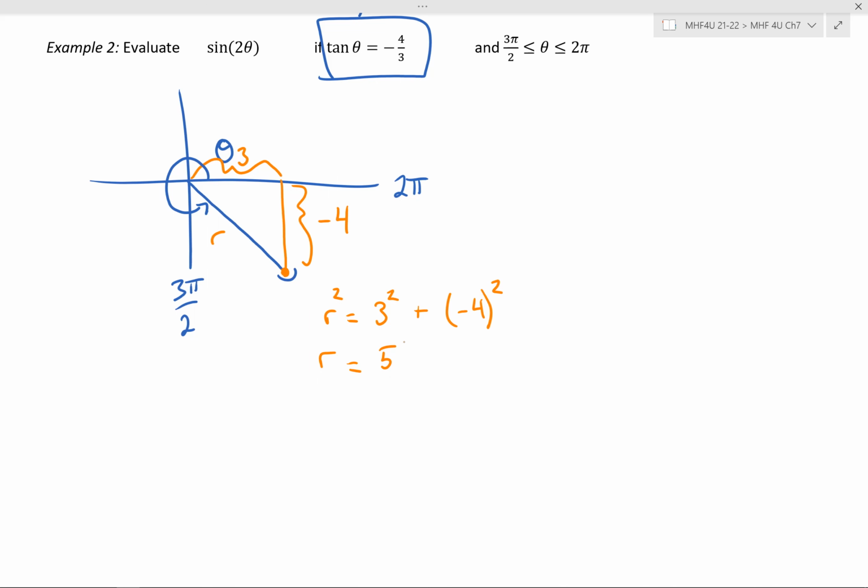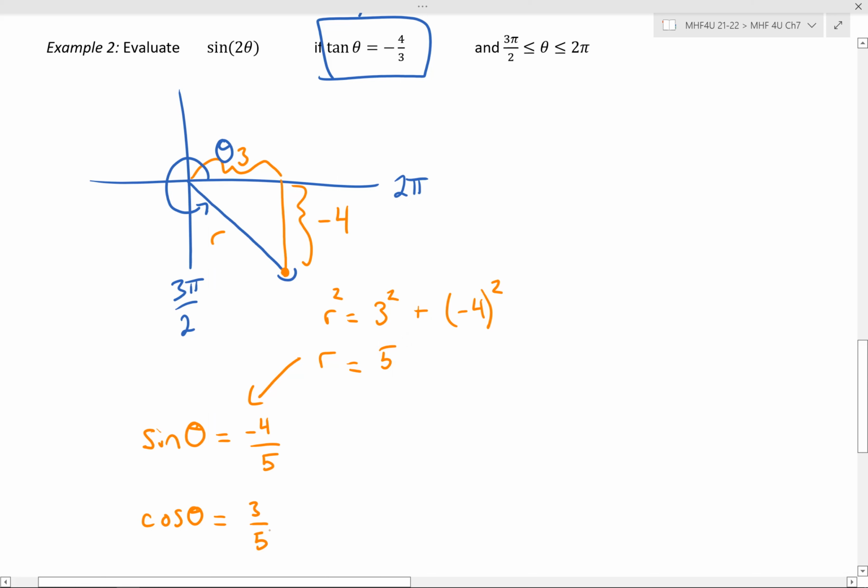Now, that's all great. That can lead us off to finding, if we so desire, the sine of theta and the cosine of theta, right? Where the sine of theta, that's my opposite over hypotenuse, and that is negative 4 over 5. My cosine of theta, that's the adjacent side over the hypotenuse. I'm working with 3 over 5.